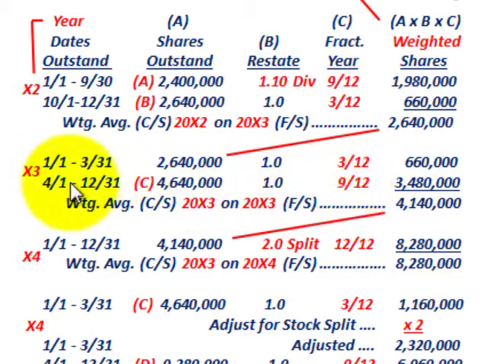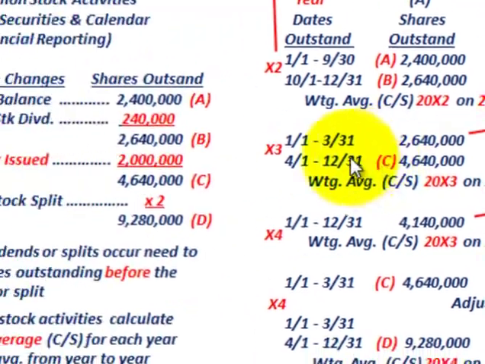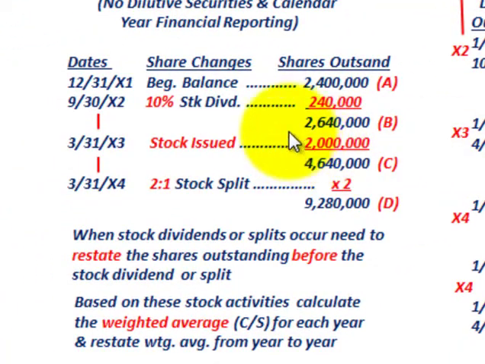Okay, so now we have to deal with the next 9 months of the year. This is going to be those 2,000 shares of stock issued, so let's go back and look at that right now. Okay, going back to our table, this is what we're going to be concentrating on. The stock issued: there's going to be 2 million shares issued on 3/31/X3, and that means it's going to be 9 months sitting in, up to the end of the year.